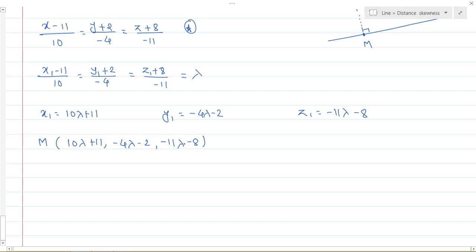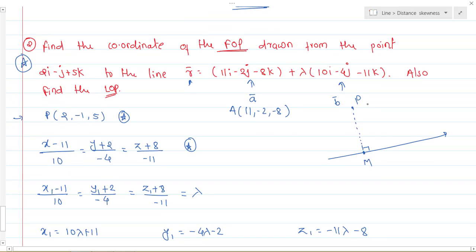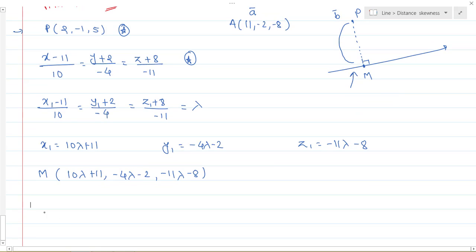Now let's find the direction ratio of PM. The direction ratio of PM and the direction ratio of this line, the sum of their multiplication is equal to 0. So what is point P? It is (2, minus 1, 5). So let's write down P here. Get the direction ratio of PM with P in brackets (2, minus 1, 5).